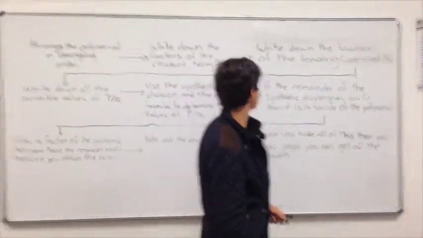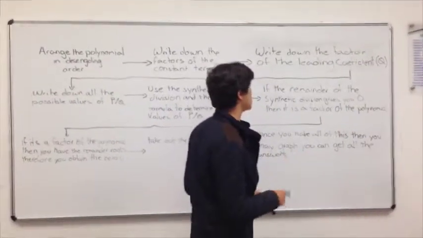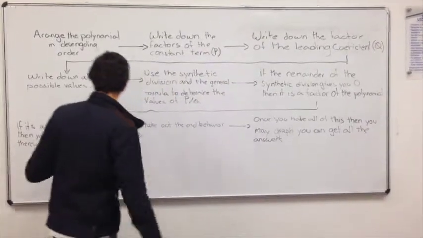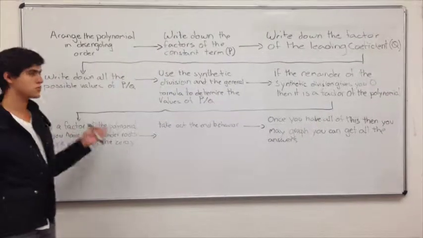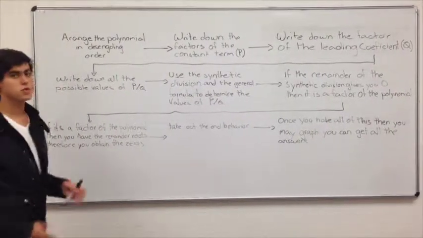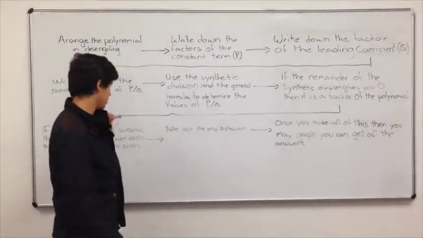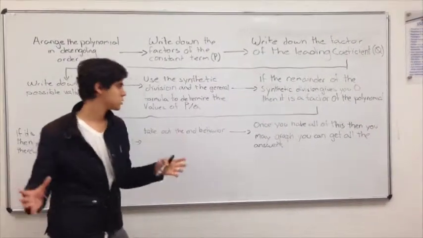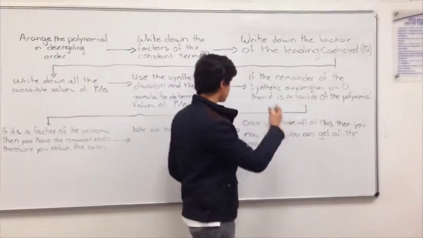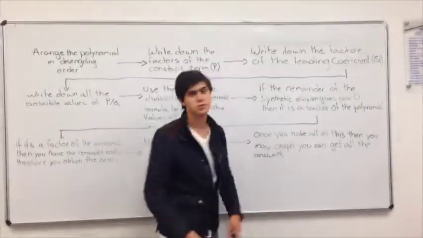If the remainder of the synthetic division gives you 0, then it's a factor of the polynomial. If it's a factor of the polynomial, then you have the remaining roots. Therefore, you obtain the zeros of the polynomial. Take out the end behavior, so how the graph moves. Once you have all of these, then you make the graph and you can know the answers.